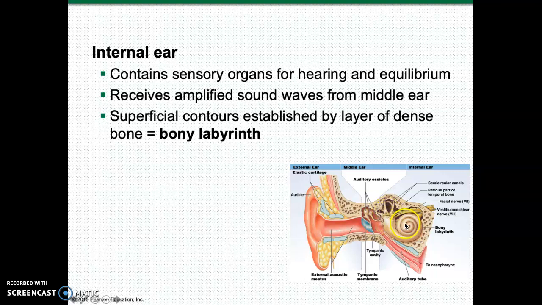In this inner ear, you can see this snail-like object that's called the cochlea. And then there are 3 rings attached to the cochlea. These 3 rings are called semicircular canals. And there is a region connecting the semicircular canals with the cochlea called the vestibule. And this whole bony shape here is called the bony labyrinth.